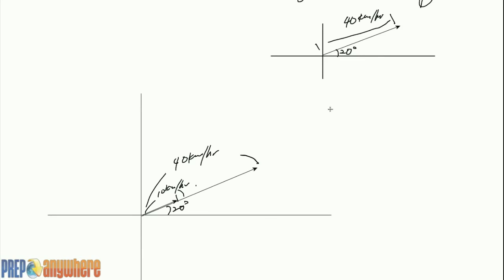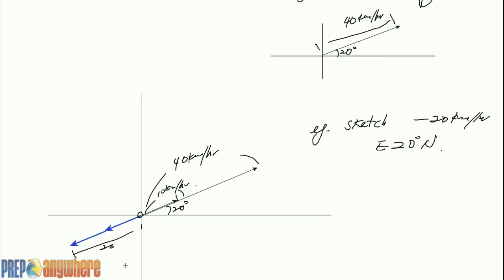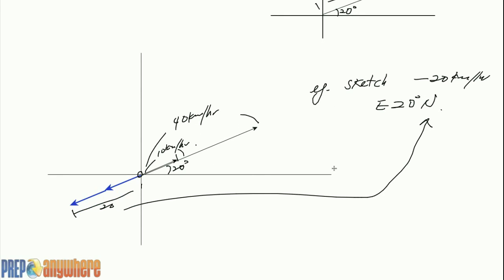What if I wanted a velocity of minus 20 kilometers per hour, still in the same direction, east 20 degrees north? What would that look like? Okay, so we'll go that way. This full length from the beginning to end will be exactly this vector here, minus 20 kilometers per hour, east 20 degrees north. Okay. All right.